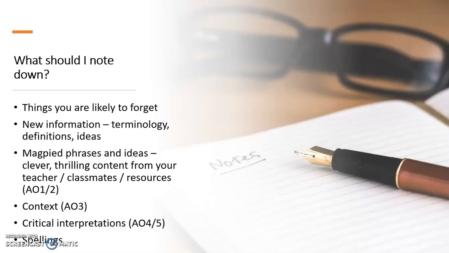So what is it that you should be noting down in class? Basically, things that you are likely to forget. And the things that you are likely to forget are things that you've not rehearsed well or thought about very often, because those pathways will not be made in your brain. So new information is really important.